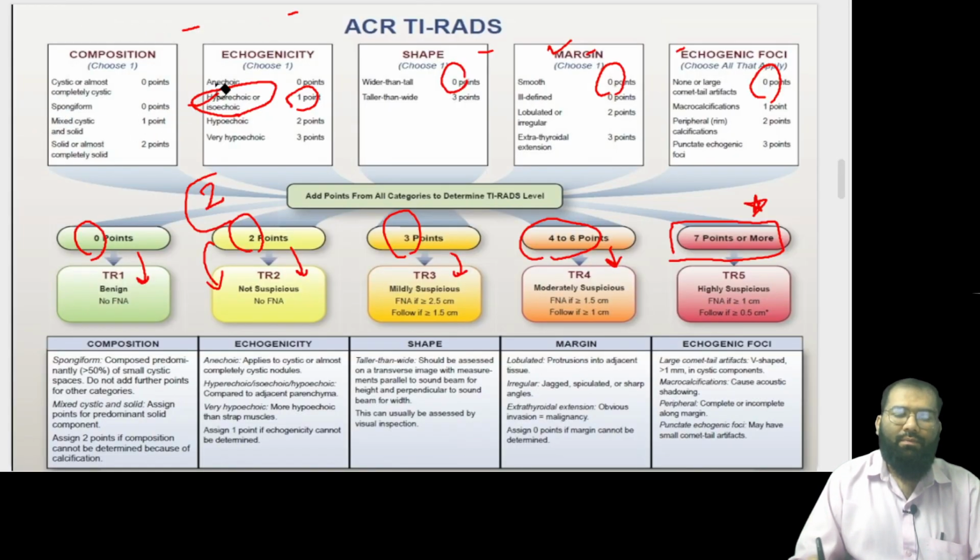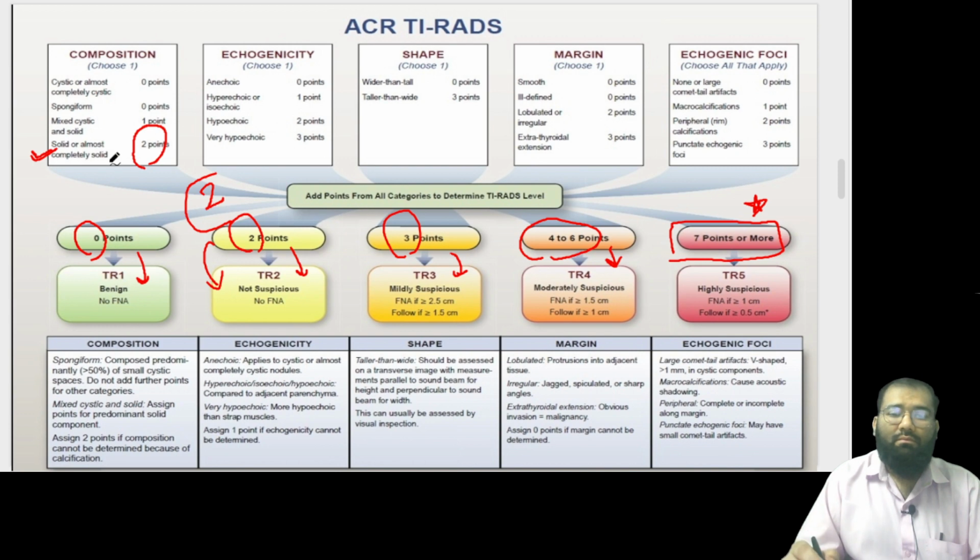So in this, what would be the first, composition point? For composition, this is solid, completely solid. So you will get 2 points, correct? Yeah. So 2 points. Now, how is the echogenicity? It is isoechoic. So you will get 1 point for this. Correct? How is the shape? Wider than taller, so 0 points. Margin smooth, so 0 points. Echogenic foci none, so 0 points. So total points would be 2 plus 1, 3. So this is Tirads 3.